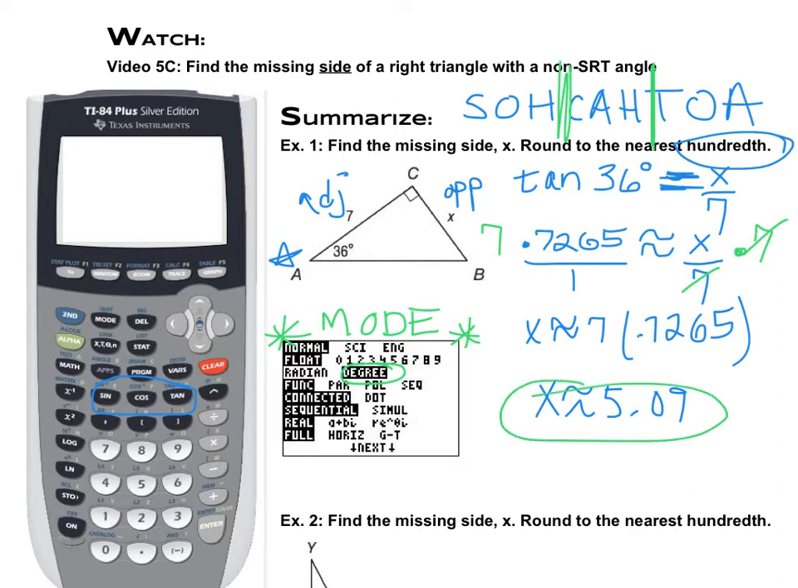Okay, so 5.09, let's see if that makes sense in the picture. Does it make sense that 5.09 is that opposite side? Well, it's opposite a 36-degree angle. The adjacent appears to be longer. I wonder what the angle across from the side that is a length of 7 would be. Well, we can do a quick little subtraction, right? And we can see that angle B should be 54 degrees.